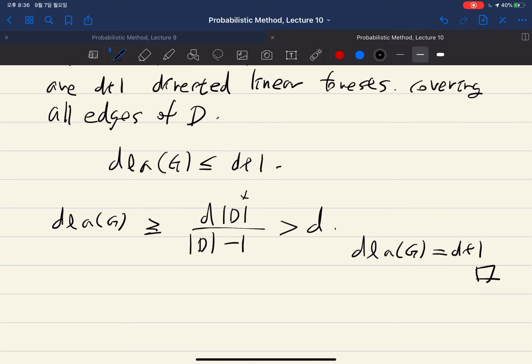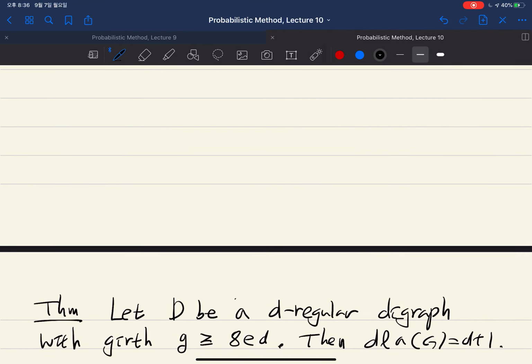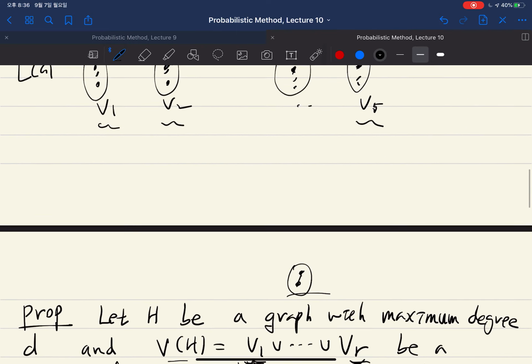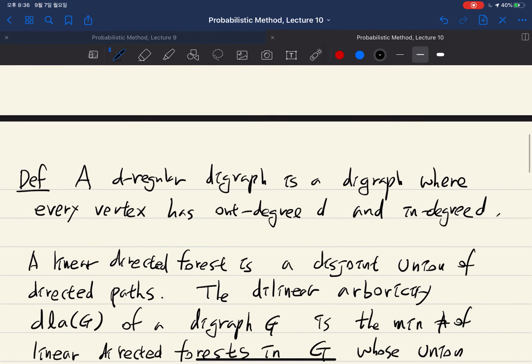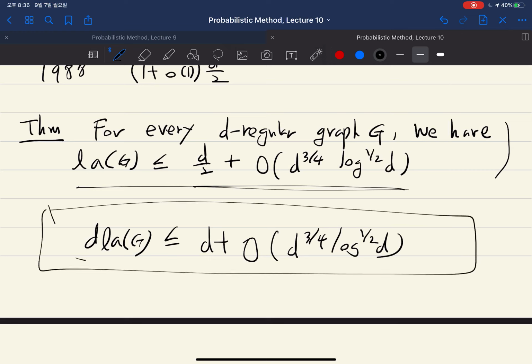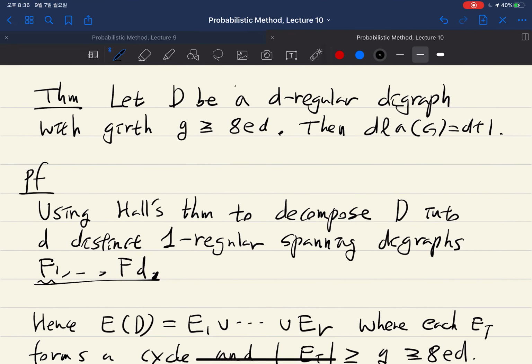So now we have this theorem on our hand. What's left is we want to decompose the given t-regular directed graph G. We want to decompose it into graphs with a high girth, and then we want to apply the previous theorem to each one of them. That's what we want to do.